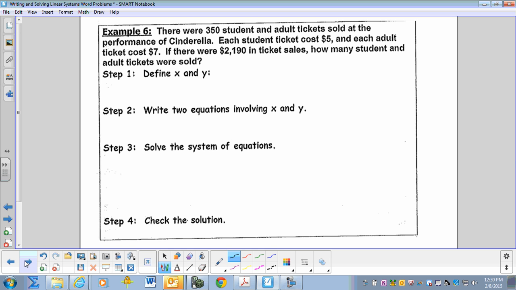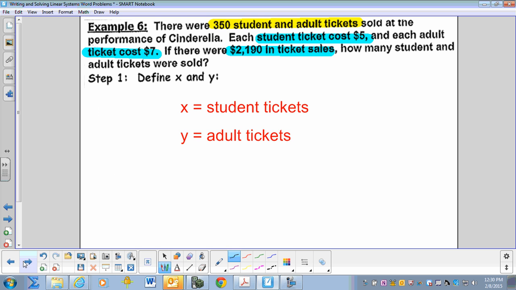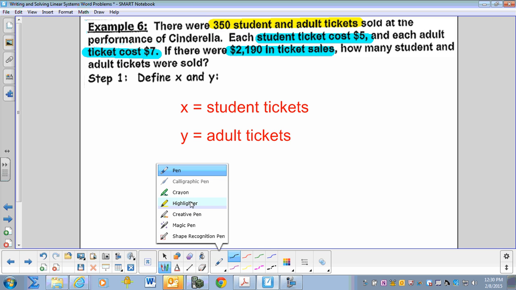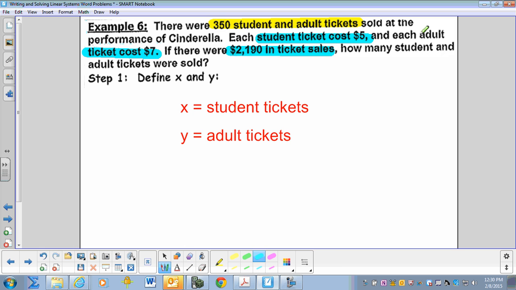So step 1, we're going to define our x and y variable. Then we're going to write two equations. We're going to solve the system and check the solution. So we're going to define the x and y variable. x is equal to the student tickets and y is equal to adult tickets. I went back and highlighted information. There were 350 student and adult tickets sold. Also, we know that the student tickets cost $5, the adult tickets cost $7, and that equaled $2,190 in ticket sales.